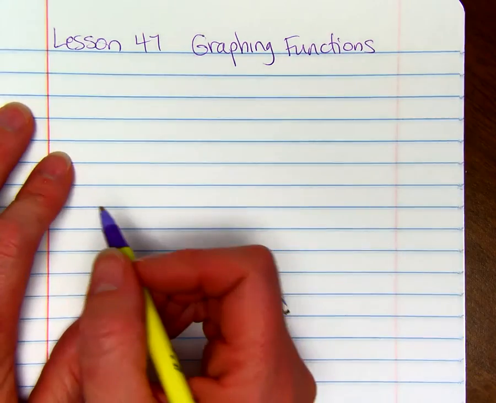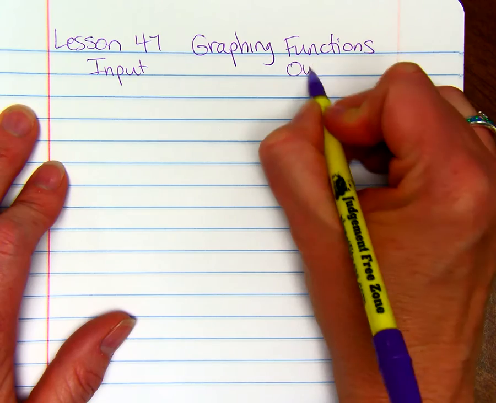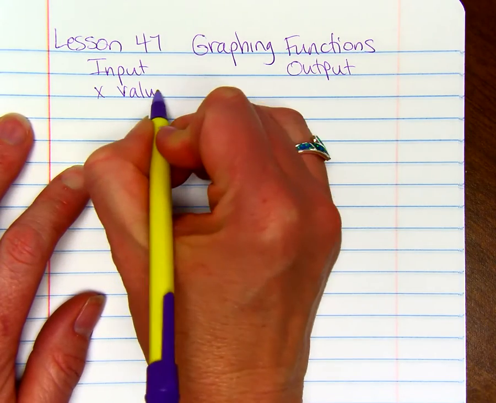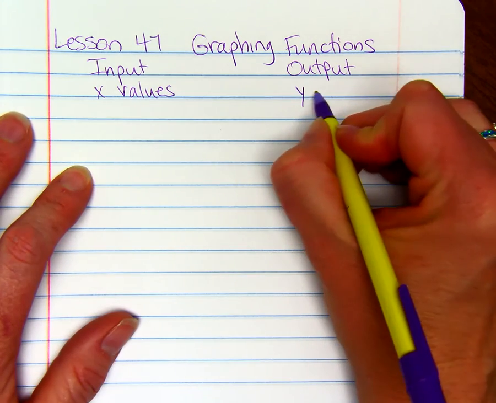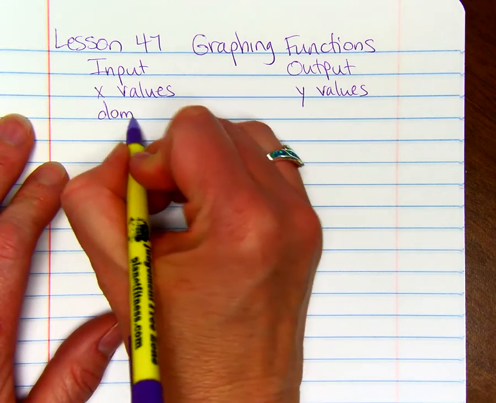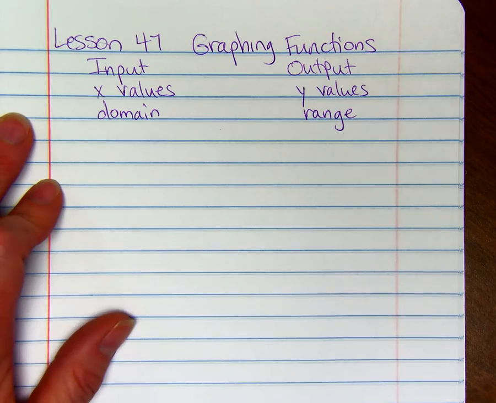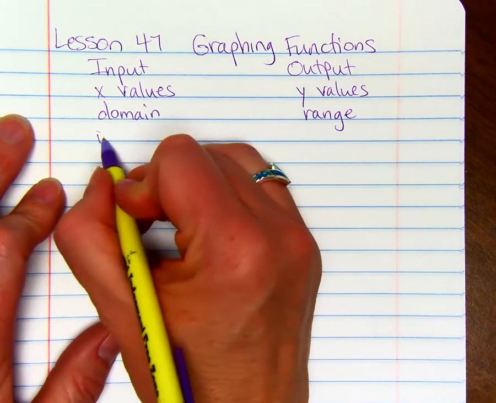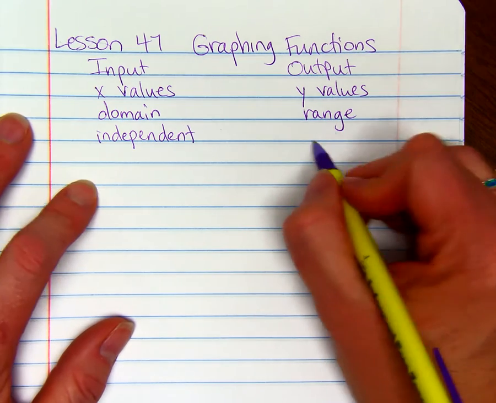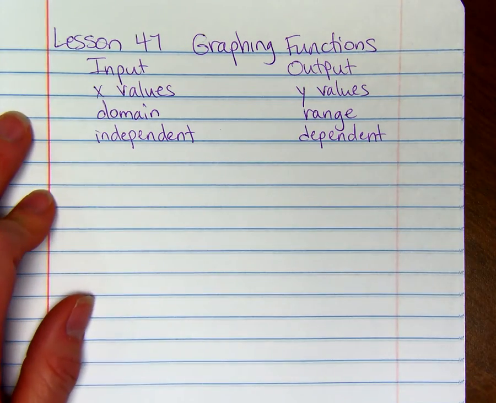If you remember, we talked about input and output numbers. The input numbers are our x values, our output numbers are the y values. We also call our input numbers the domain, and all the output numbers we get is called the range. The input numbers are also independent, and the output numbers are dependent because they depend on what we put in for x.